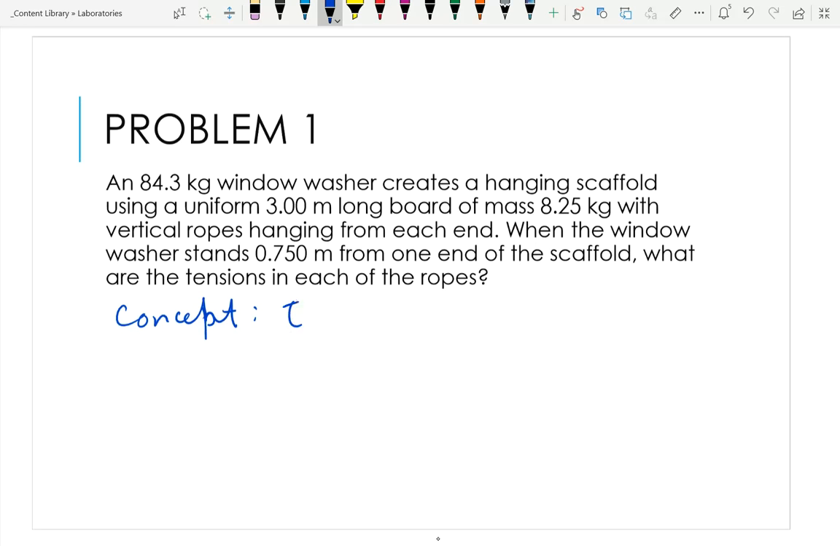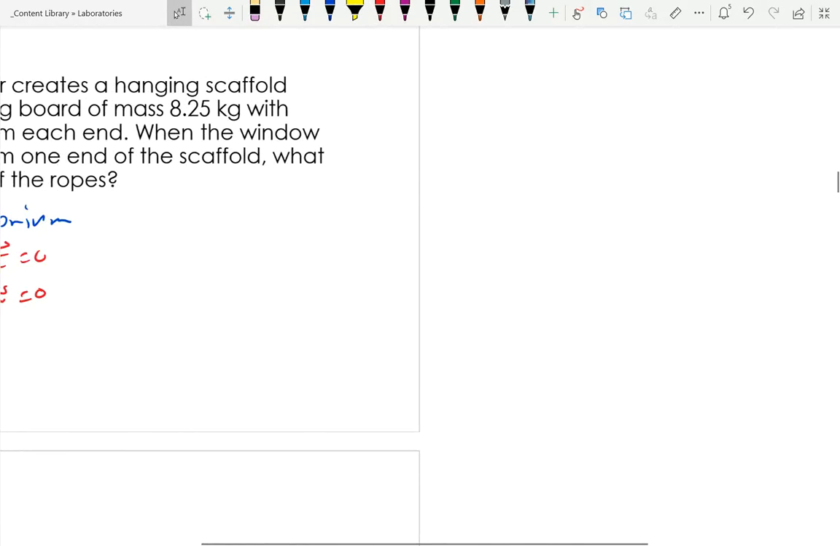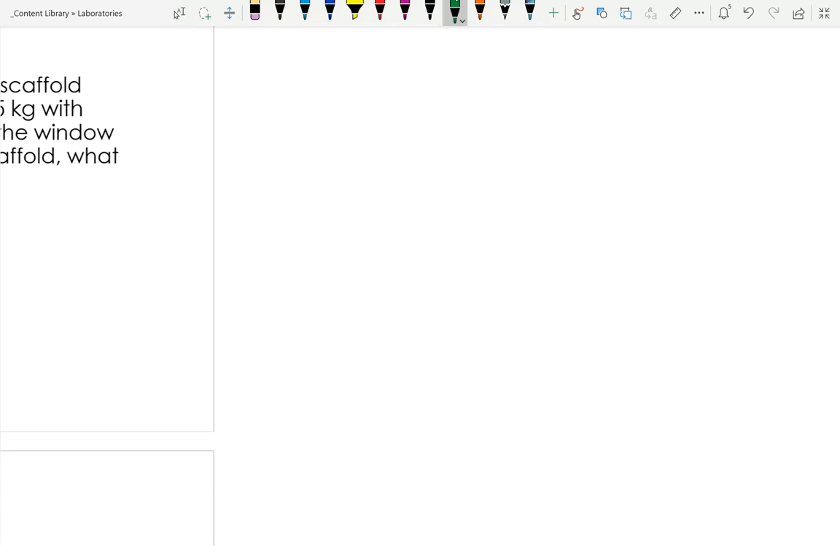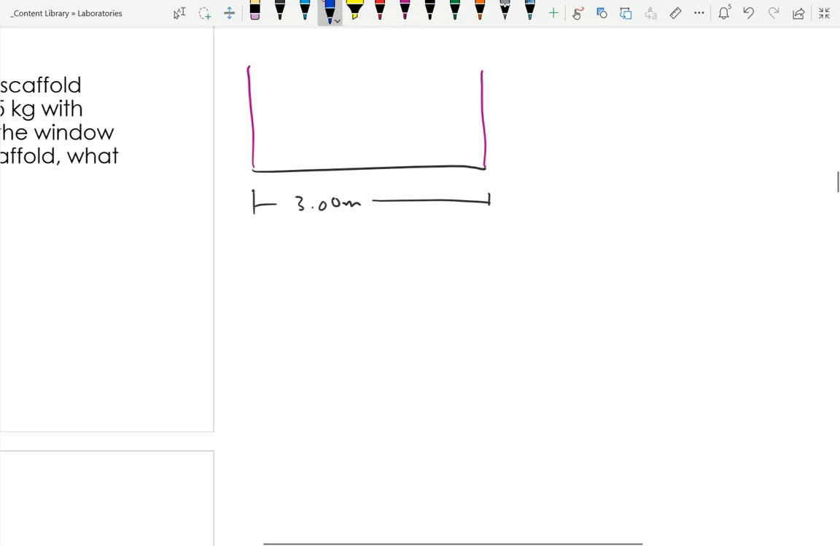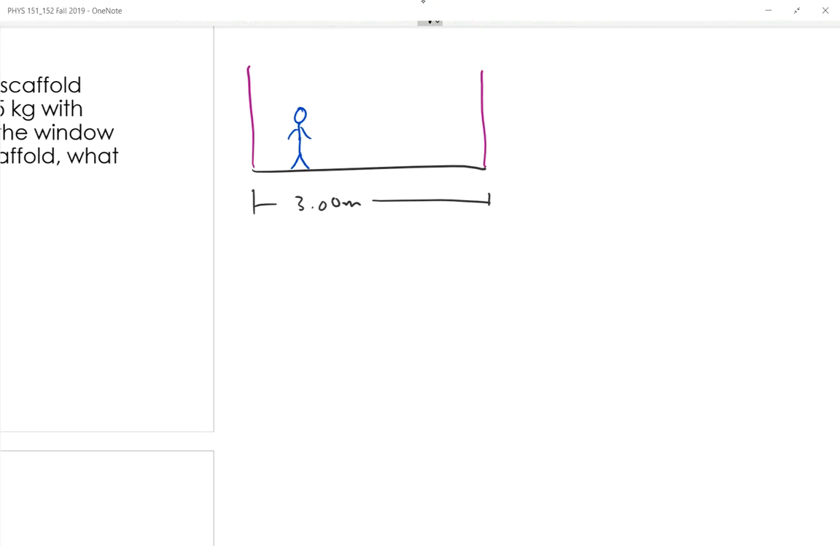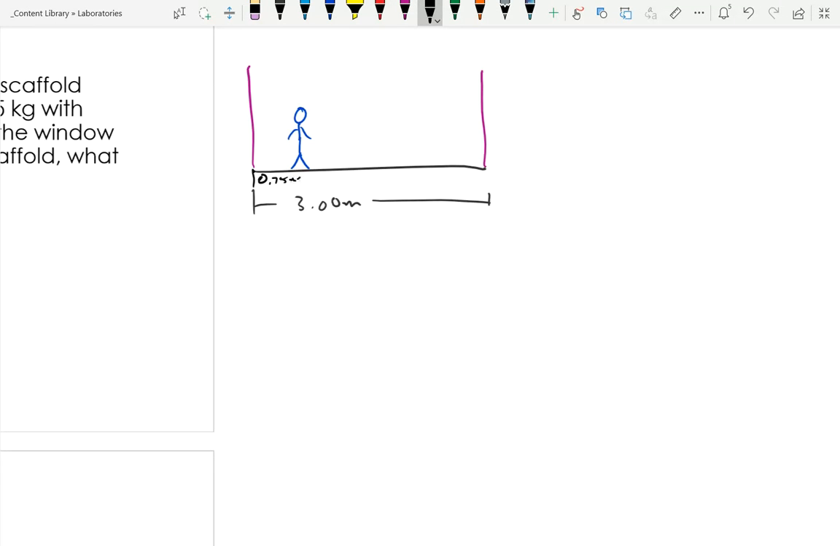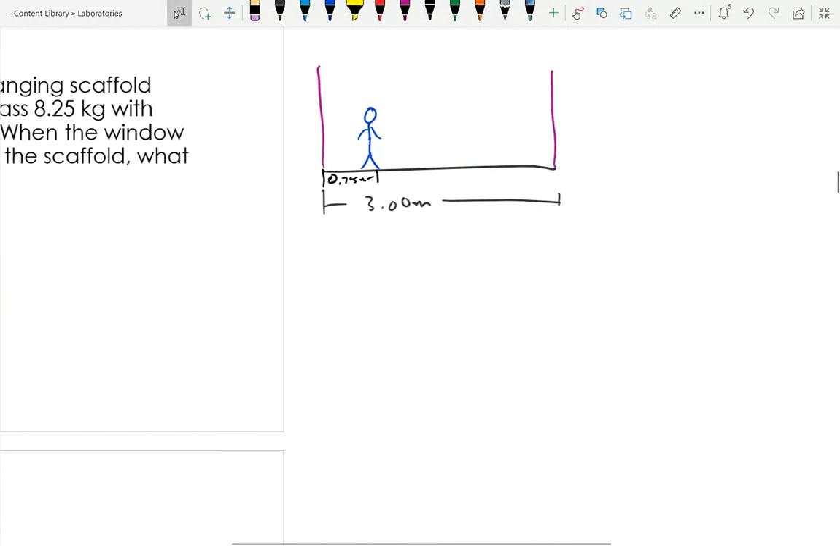Concept is equilibrium, which gave us our two conditions: the sum of the force vectors equals 0, and the sum of the torque vectors equals 0. Then we draw our diagram. Like Oksana was asking, what is a scaffold? Here's the board that measures 3.00 meters in length, and we have a rope holding it up on each side. Finally, we have a man standing on it, or a woman, I don't think I specified gender. And that person is standing 0.750 meters from the end. I got three significant digits on there. So there's a diagram.